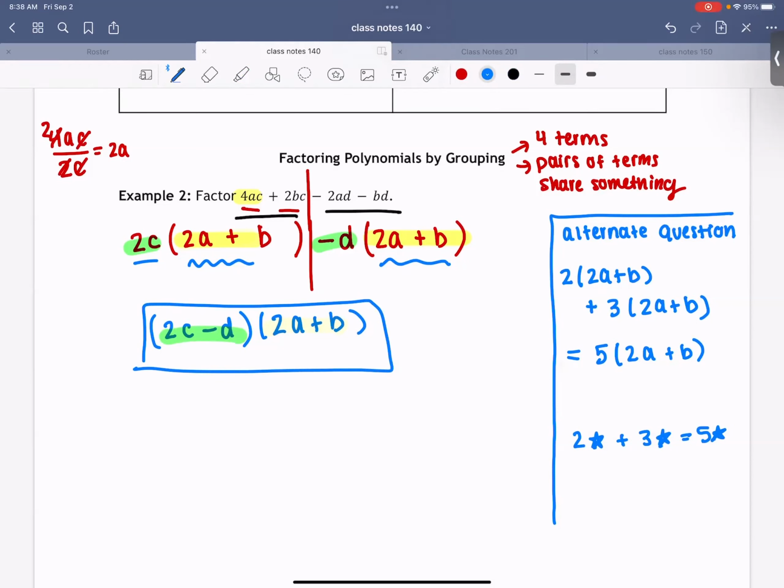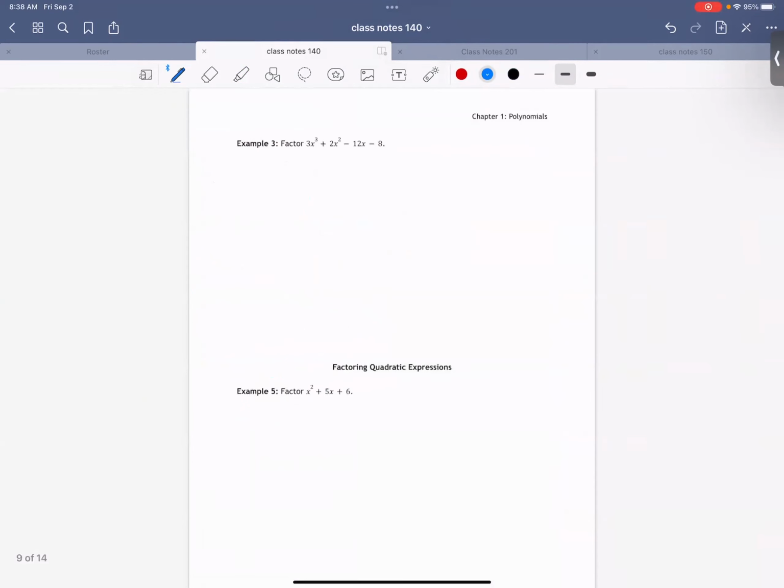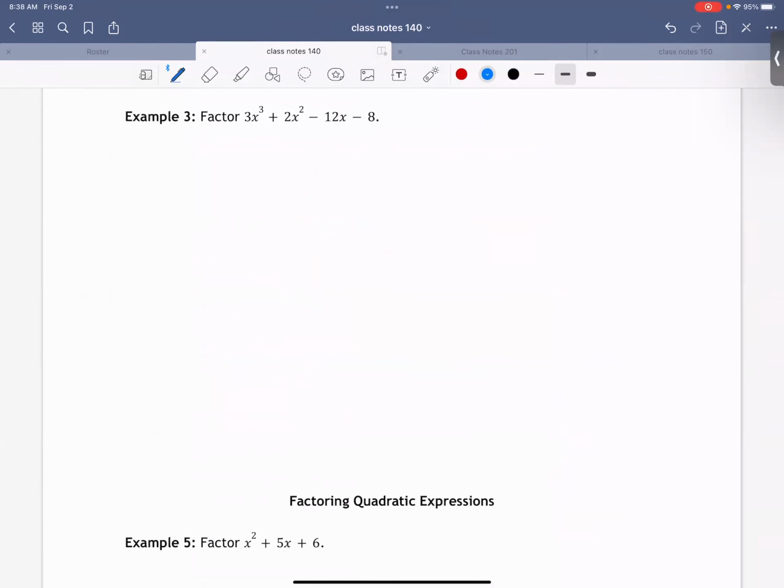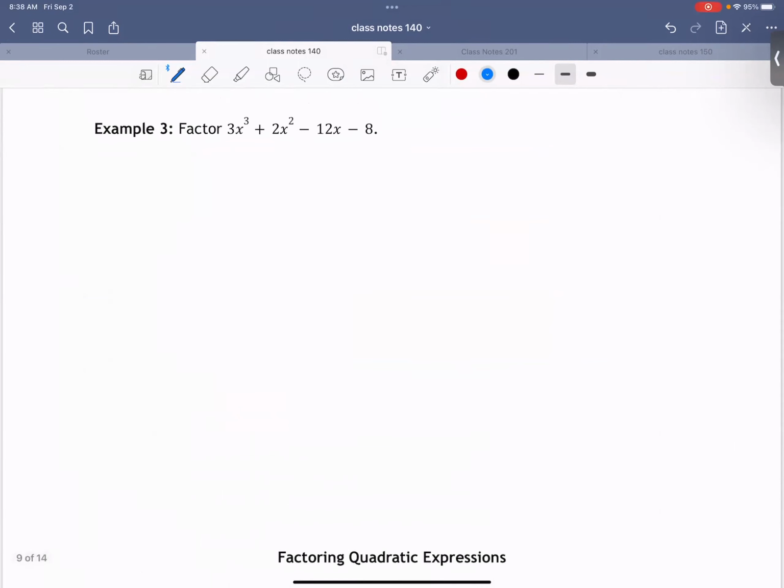All right. The process of factoring by grouping is the same for any grouping question. Why don't you give example 3 a try? I'll be around to look at your answers. But yeah, I think we have enough time to do this.